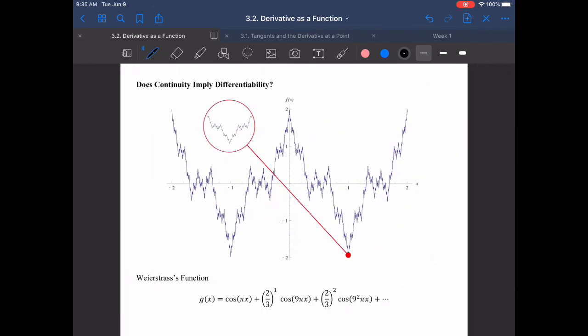Does continuity, though, imply differentiability? Well, no, because if you look at this crazy graph here, every little point you move is going to be changing all over the place, and you're not going to be able to take a derivative there. So that's pretty much it. We finished this up, a nice short video, and we'll continue on in the next section after this.